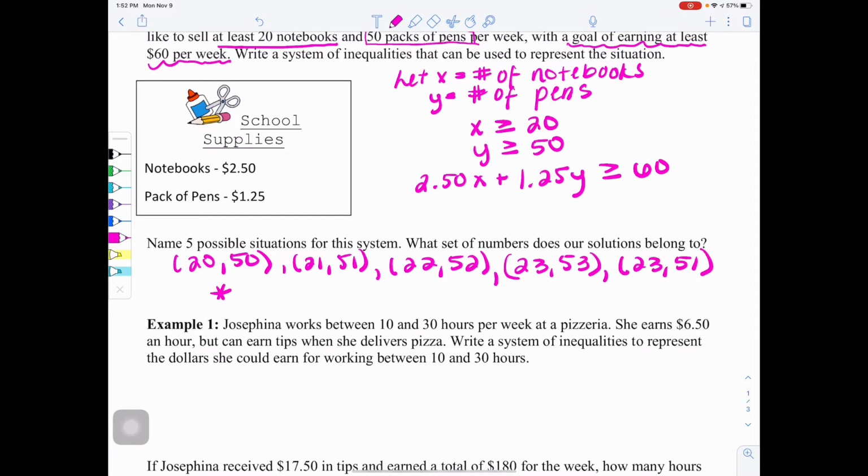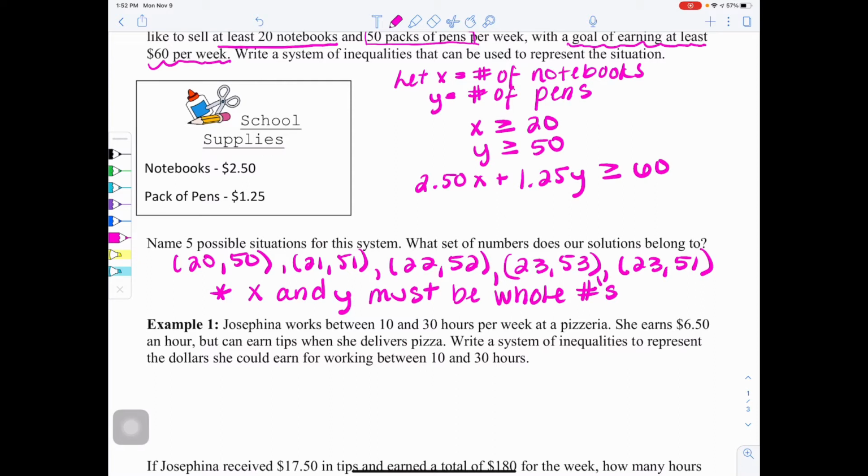Please put underneath this the key to picking these possible solutions. It says what set of numbers does your solution belong to, is that x and y must be whole numbers. Because remember, you're not going to buy half a notebook or a quarter of a pack of pens. It needs to be a whole number.